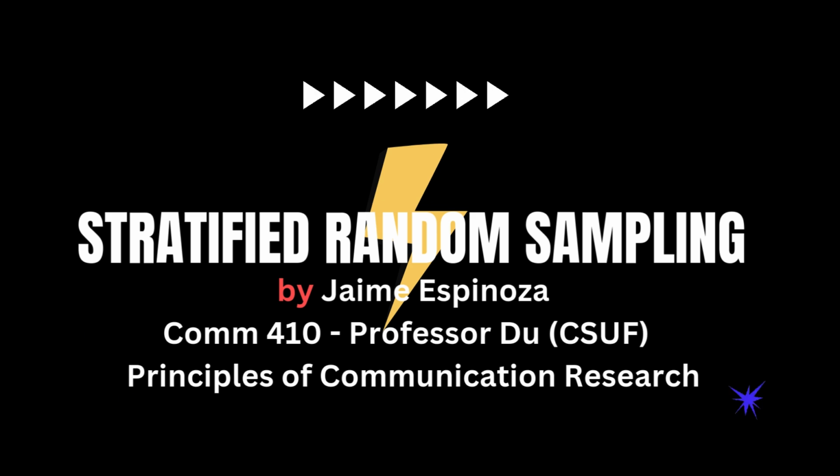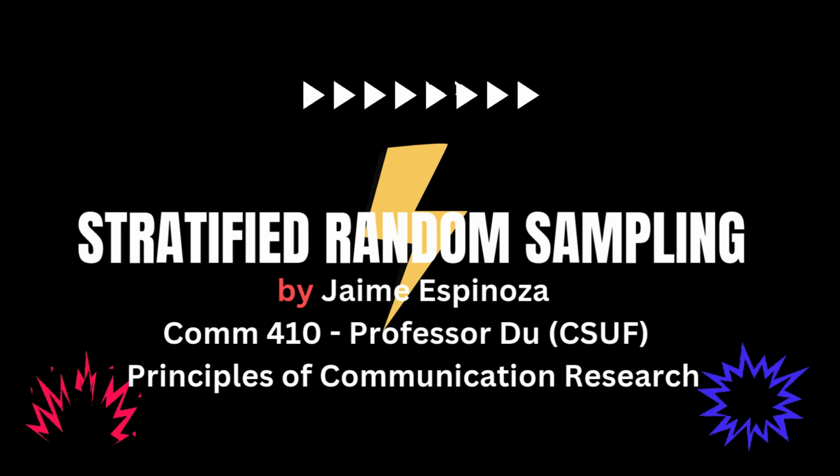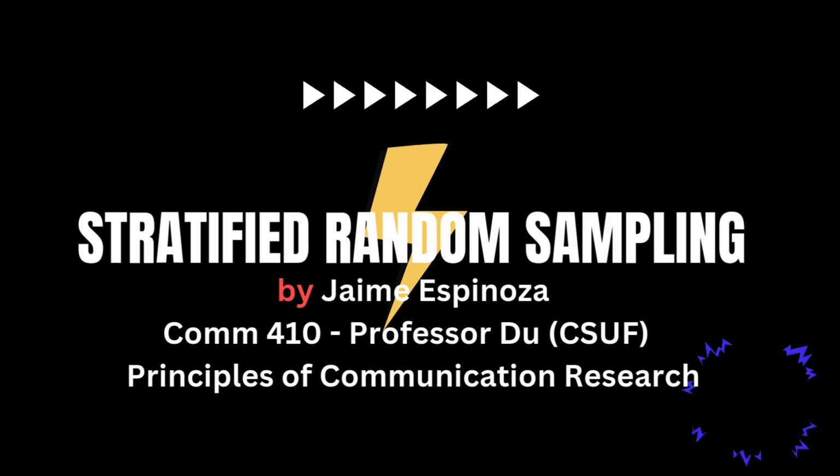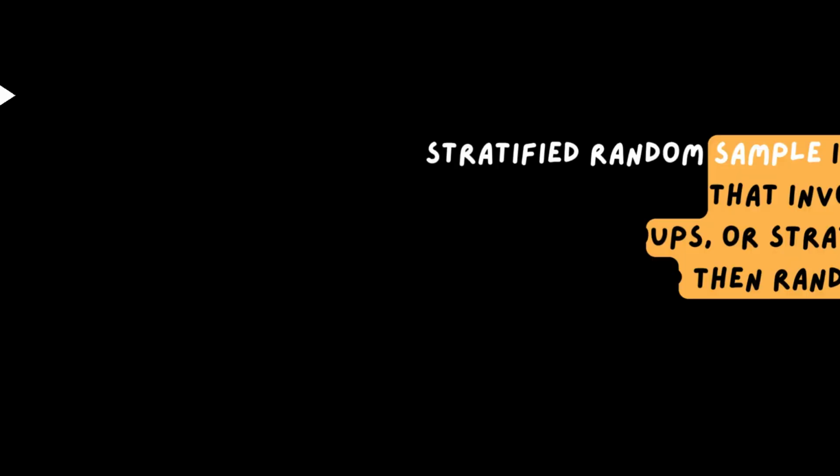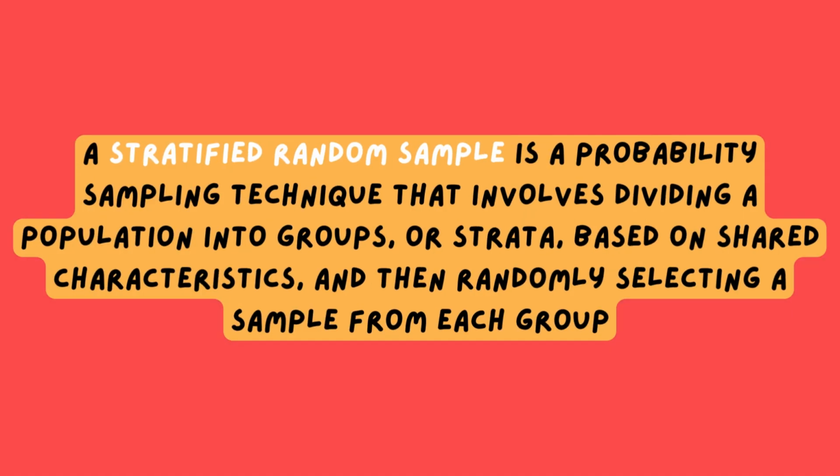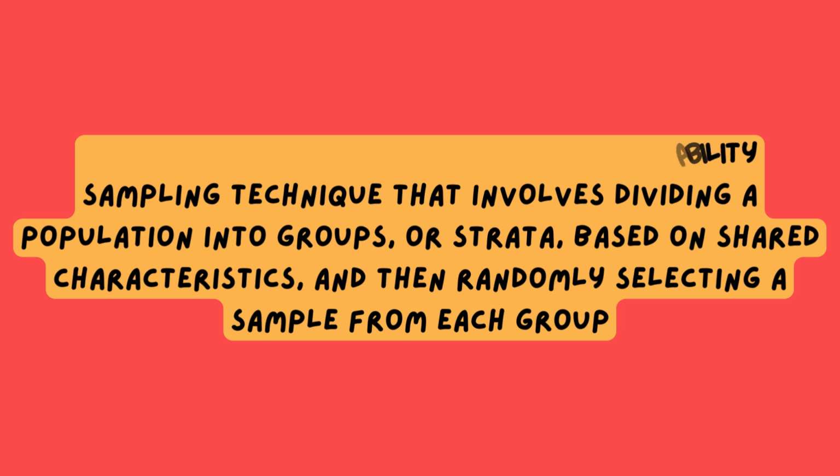Today I will be going over one of the concepts that I have learned in Professor Du's class, which is Com 410 Principles of Communication Research. I will be talking about stratified random sampling and giving an example. A stratified random sample is a probability sampling technique that involves dividing a population into groups or strata based on shared characteristics and then randomly selecting a sample from each group.